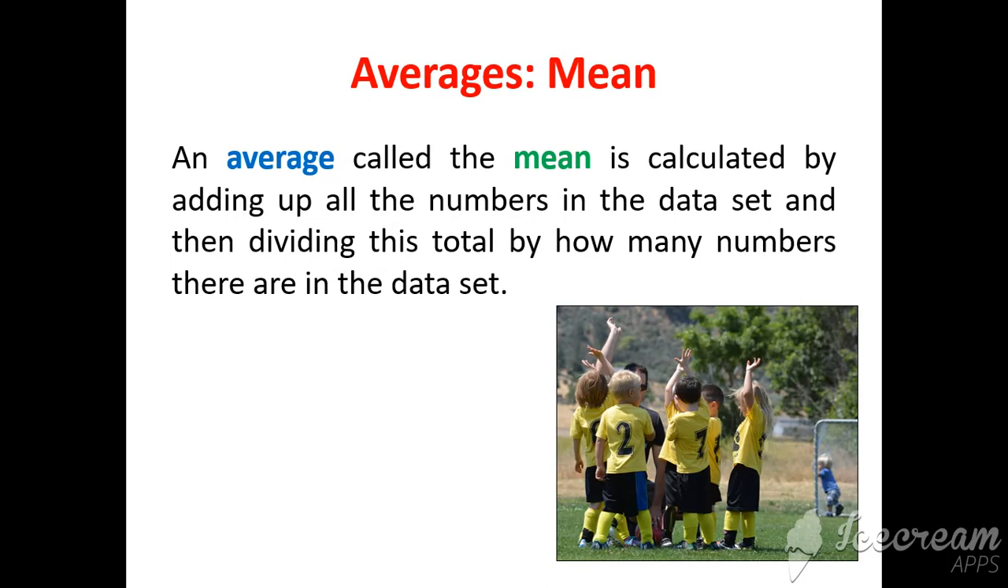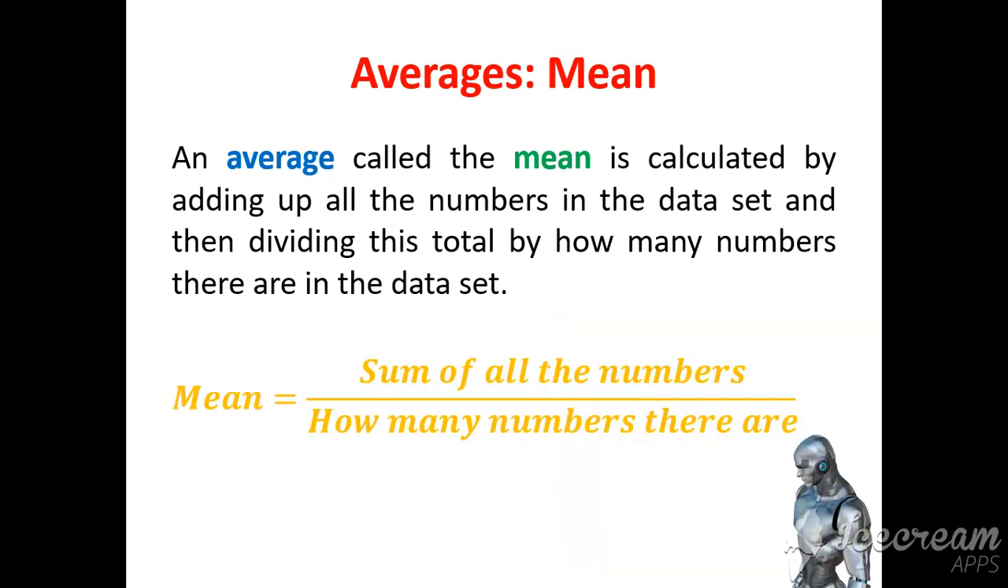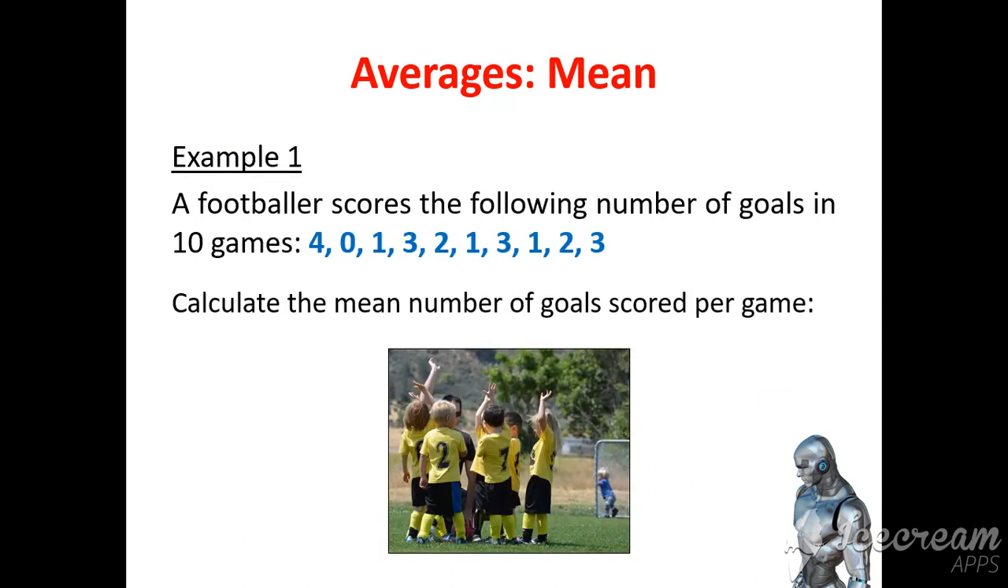Right, we're going to start by talking about an average called the mean, and it's calculated by adding up all the numbers in the dataset and dividing this total by how many numbers there are in the dataset. So the mean is equal to the sum of all the numbers, adding up all the numbers, and dividing by how many numbers there are in the dataset. Right, let's get into example 1.